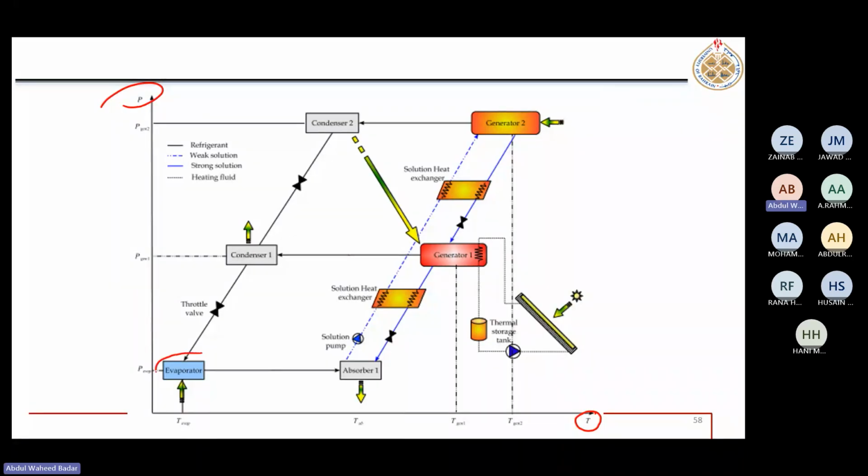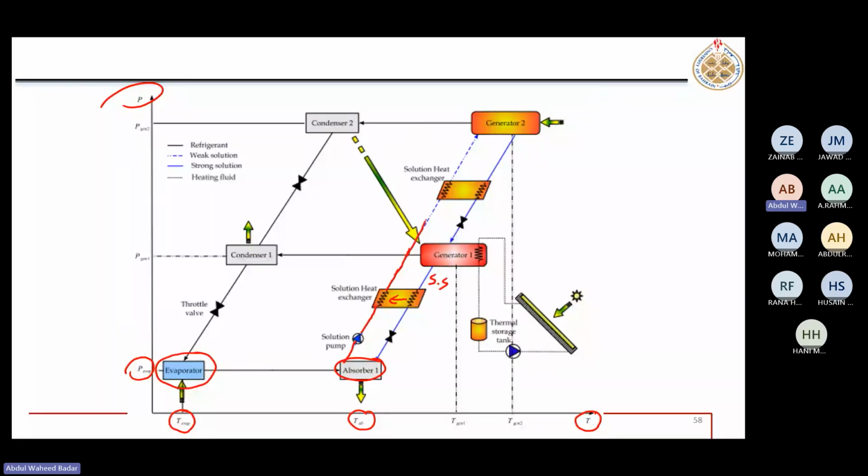So here again, if we start from the evaporator, which is at the lowest pressure, lowest temperature. Now at the same pressure, it goes into the absorber. So temperature increases, this is the T of absorption. Now this weak solution is pumped through those heat exchangers, and its temperature is increasing because it is exchanging heat with this strong solution coming back from the generators.